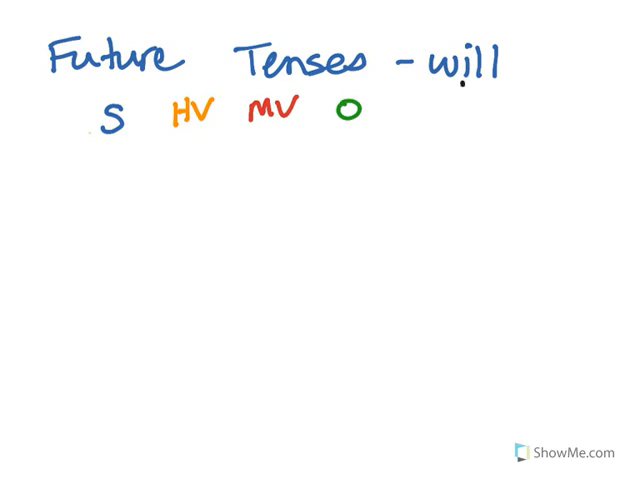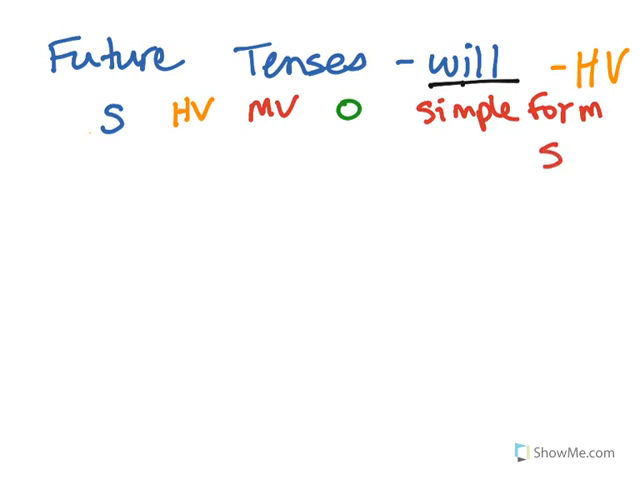So the first one that we're going to talk about is will. Using will for the future tense. So will is our helping word, and the main verb is just simple stuff. Will as our helping verb for future tense.